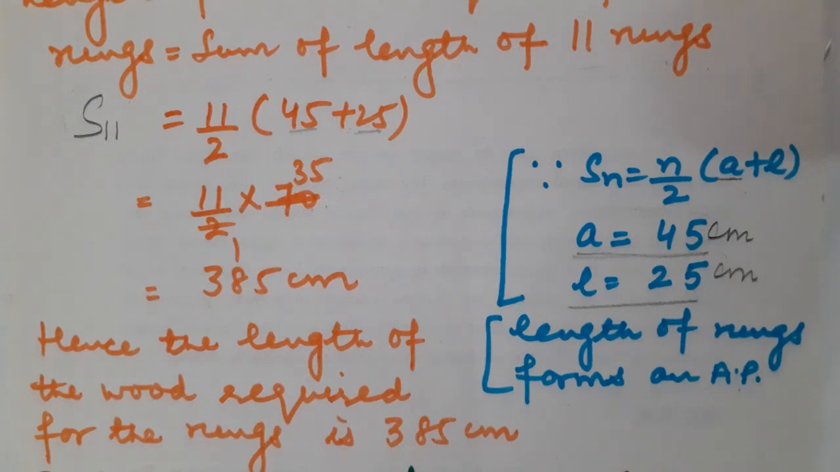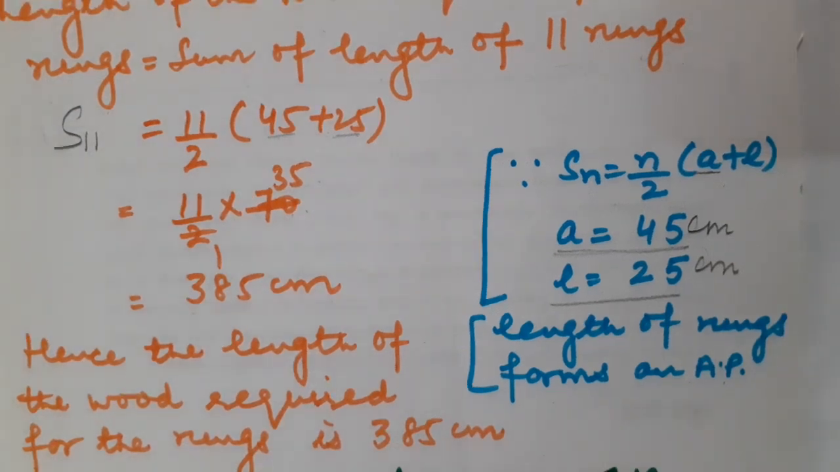385 centimeters. And one more thing I want to add in it, children, you know that the length of the rungs, they are going to form AP. Why? Because the difference between two consecutive rungs is 25 centimeters. So that is equal in each and every case. So what can we say? That the given rungs are basically going to form AP.